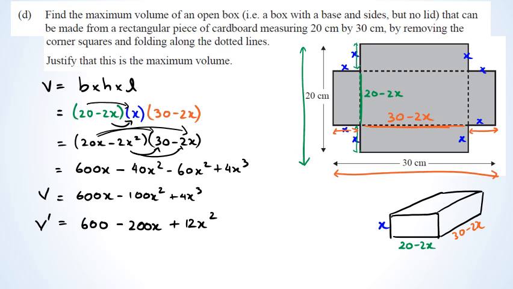Okay. Now remember, for the maximum volume, if you want to figure out a maximum of anything, you've got to differentiate it and equal to 0. So I'm going to put this equal to 0. 600 minus 200x plus 12x squared.